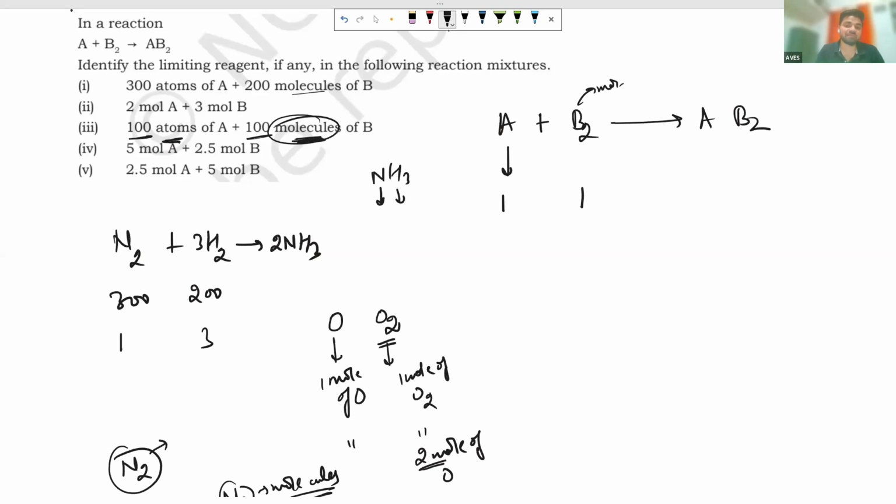If it is saying atoms, 100 atoms of A react with 100 atoms of B, it means we have to write the ratio of atoms. So atoms will be 2, and then 2 atoms of B will be required. But it's not saying atoms. It is saying B molecule, so you have to write 1. They have written molecules here. Let me explain one more time.